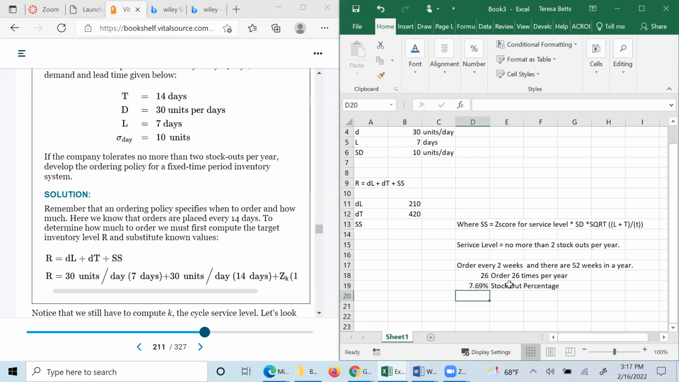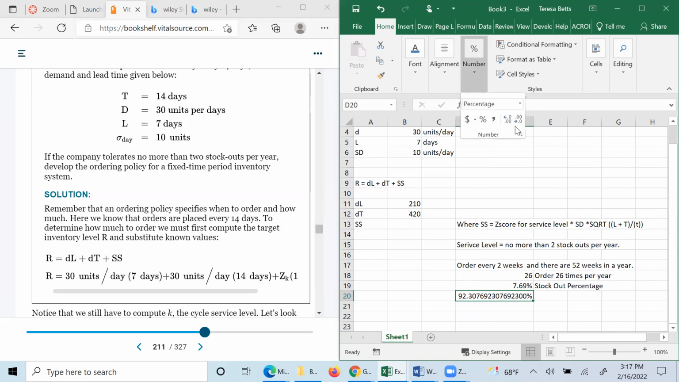So to get to my service level, I need to take 100% minus the stock out level. Okay. And again, I just want that to be 2 decimal places, so I'm going to decrease that down to 2 decimal places. So that means that my service level then is 92.31%.